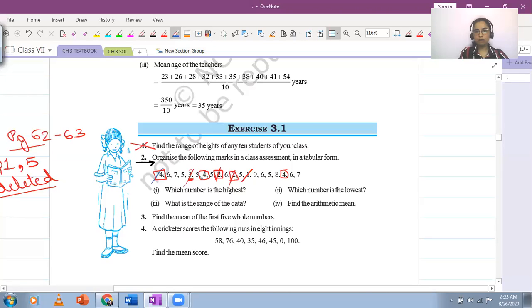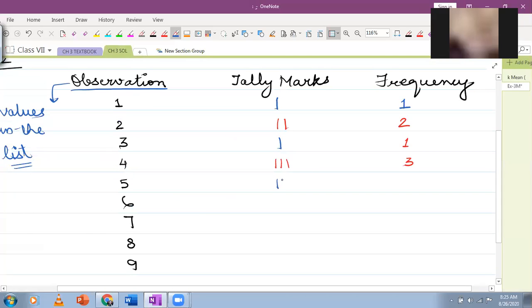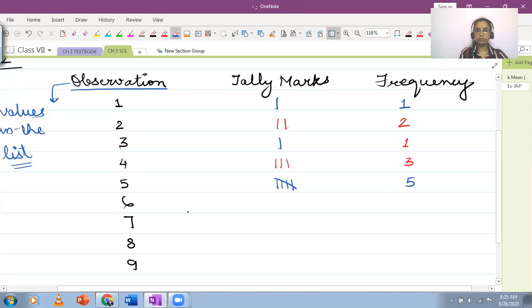So ये 4 काट दो यहाँ से list में से, इसको 5 times. 5, 5, 5, 5 and 5. 5 is 5 times. So 5 is 1, 2, 3, 4 and then 5 times.